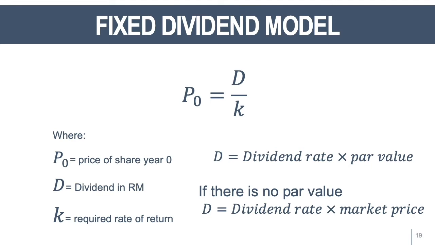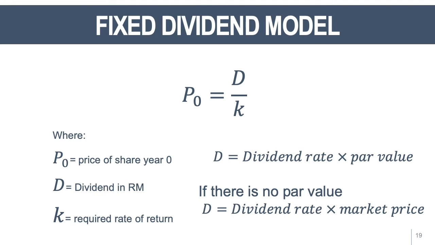So how to calculate dividend? Dividend is equal to dividend rate times par value, or sometimes, if you don't have the par value of the preferred shares, the dividend rate will be multiplied with the market price of the share.